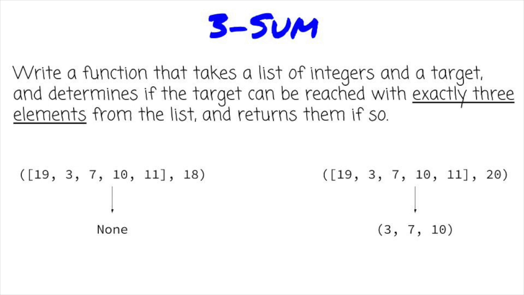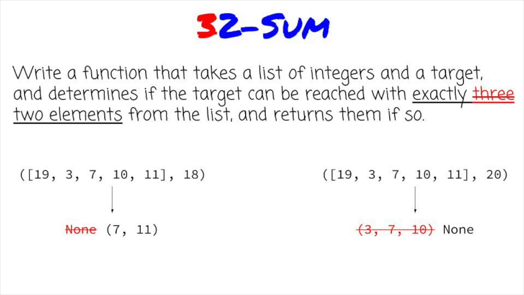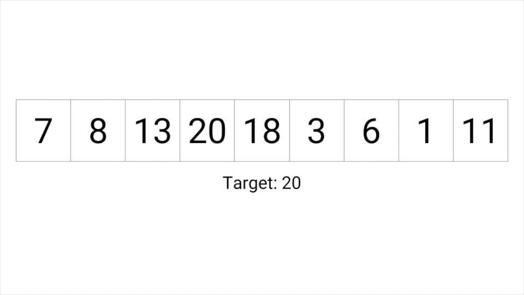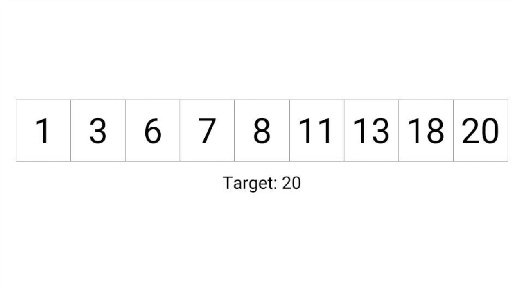Let's briefly look at a simpler version of this problem called twosome, where we use two elements instead of three. How can we solve this? A first solution is to look at every pair of elements as we did for triplets. This takes O of n squared time. Can we do better? What if we sort the array first? This takes O of n log n time, but does it help us? Let's look at an example.